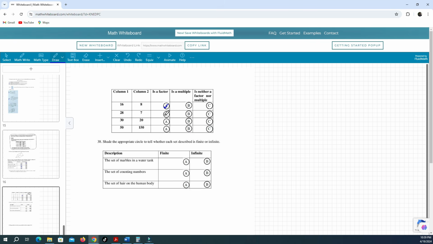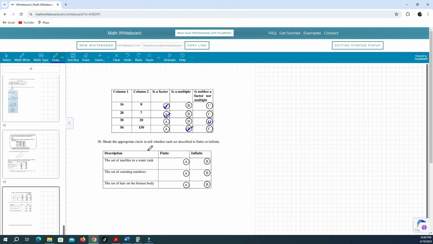7 can go into 28, I'll say it's a factor. 20 can go into 30, and it's not a multiple because you can't multiply 30 by anything to get 20. So I'll say it's neither. And then 50, it's not a factor, it's a multiple. So I'll select this one. You can say, right, 3 times 50 is 150, that's a multiple.